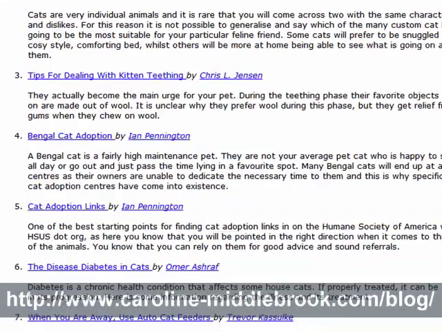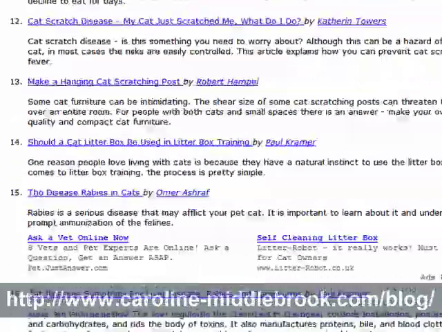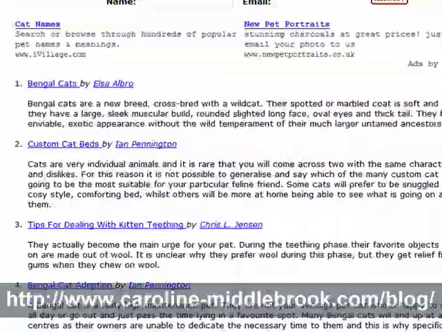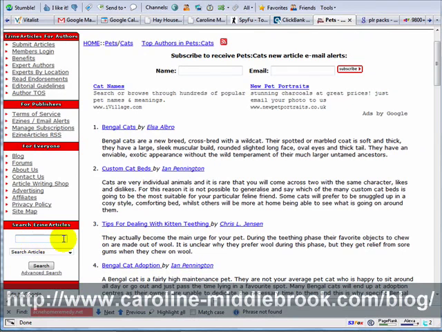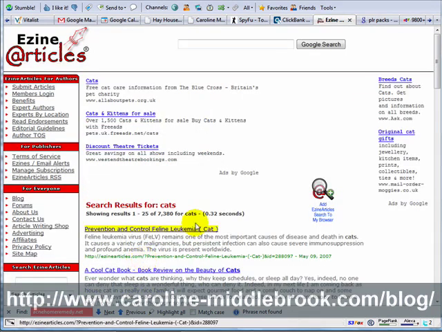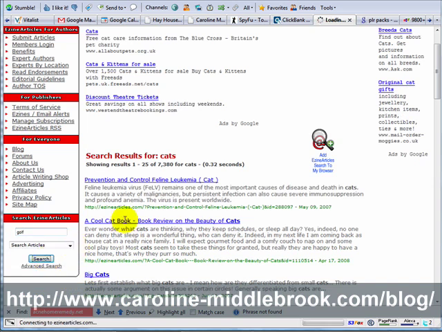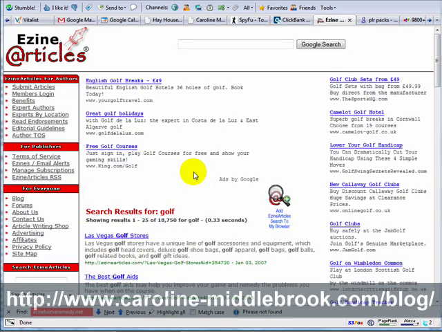Now, if you just click on the category name in EzineArticles here, it doesn't actually show you how many there are. So a way of just doing a check is you can just type in your niche there, and it will tell you just how many there are. There's over 7,000 articles written about cats, for example. And out of interest, if I put in golf, 18,000. So that gives you a good idea.